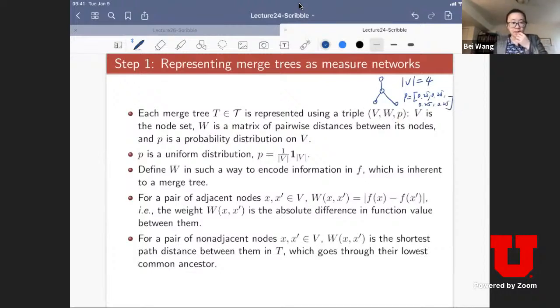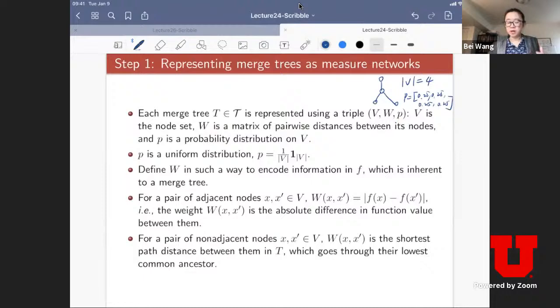Now, W, what I said is pairwise distances, but generically think of it as a weight matrix. In the original GW framework, it can come from anything, maybe from prior knowledge. For example, if I have a social network of people emailing each other, then the weight can be the number of emails they exchange with each other within, say, a day. But in this particular case, because we care about merge trees, I would like the weight to capture the underlying structure of my merge tree.